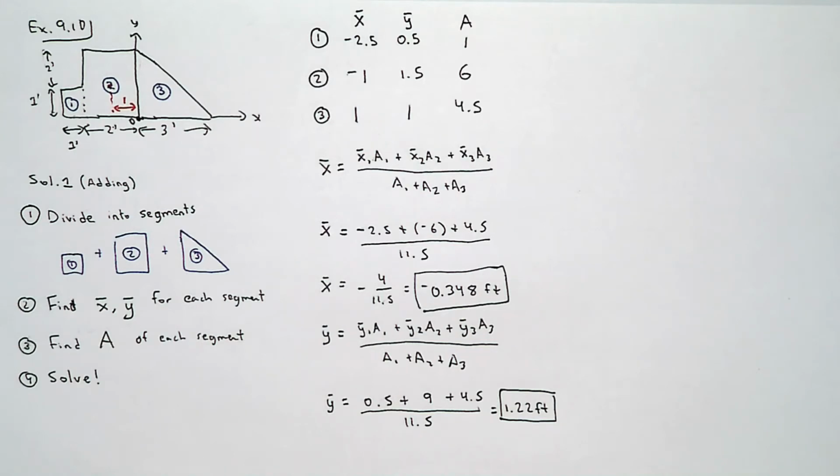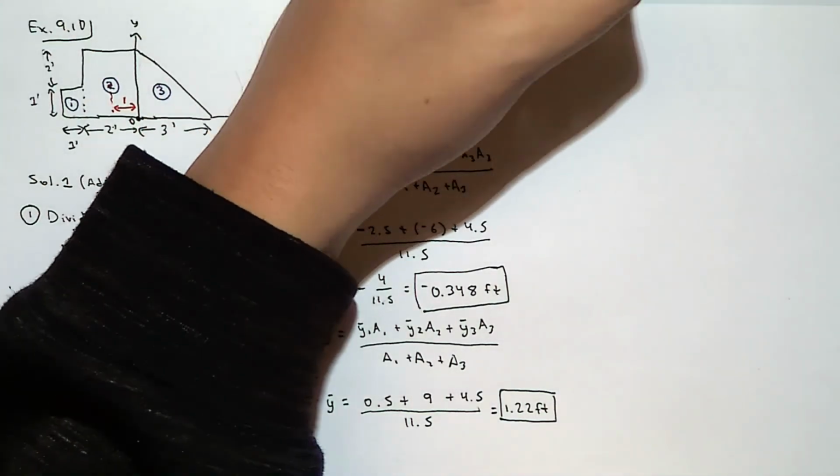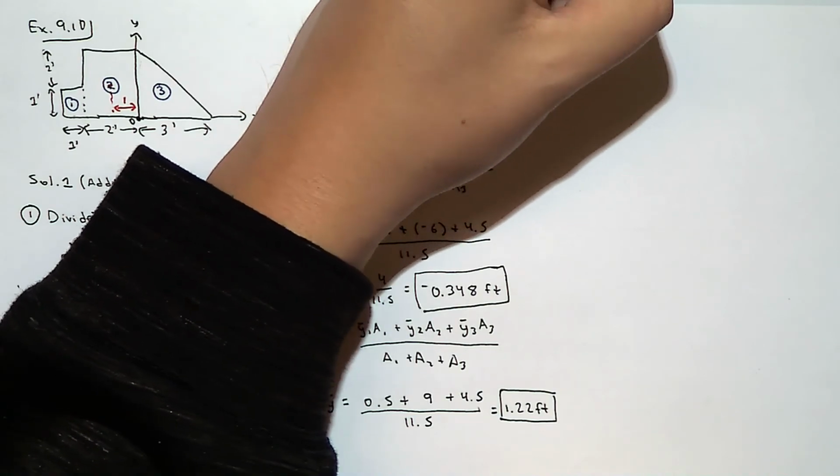There's another way of solving this, and whichever way you choose, of course, it's up to you. Sometimes it's easier to just find segments to add. Sometimes it may not be as intuitive, and it'll be easier to find segments to subtract. So let's solve this a different way. Instead of adding, let's solve this by subtraction, okay?